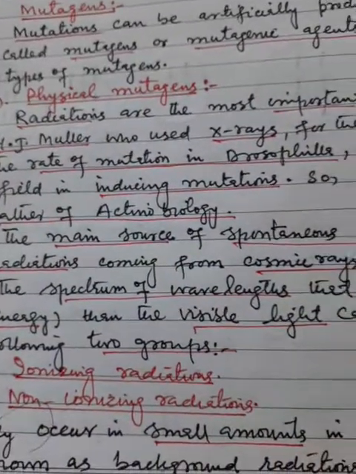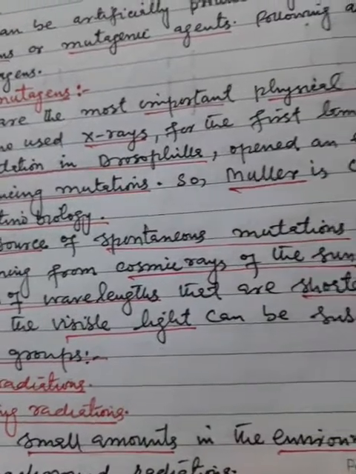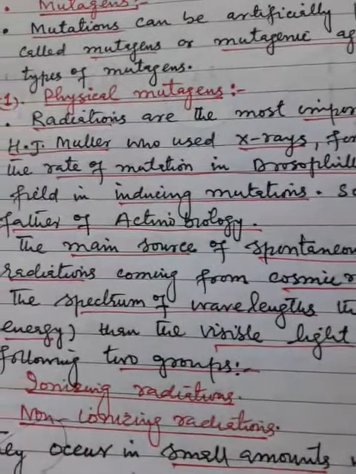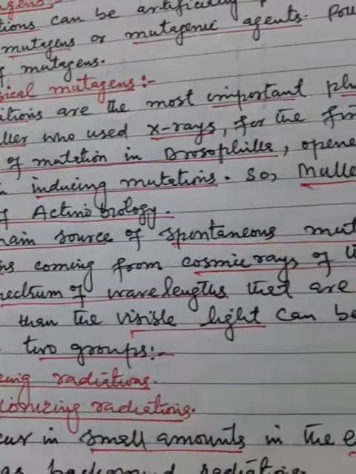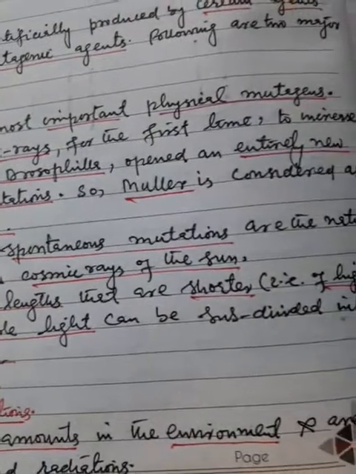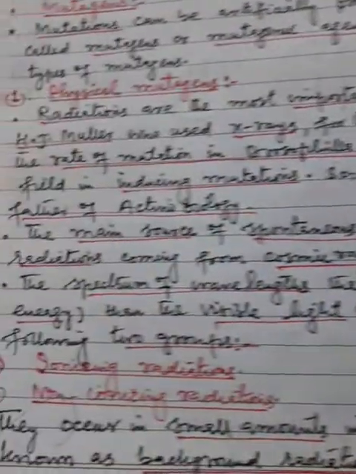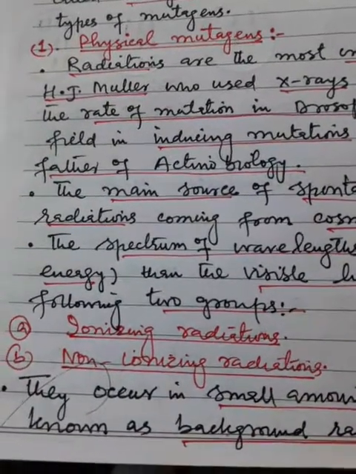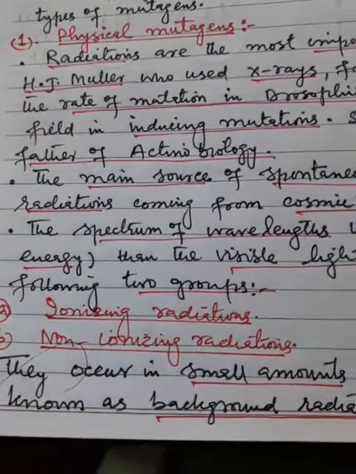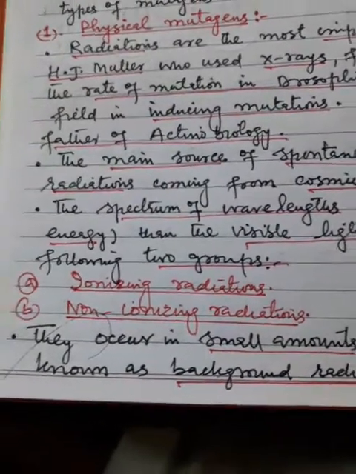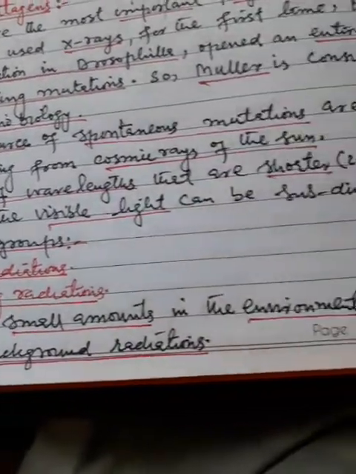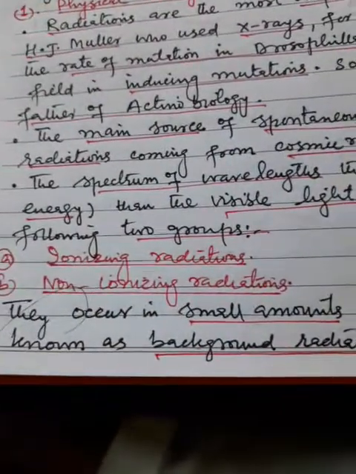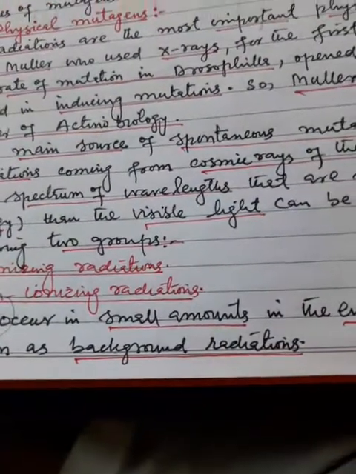The spectrum of wavelengths that are shorter, that is, of higher energy than the visible light, can be subdivided into the following two groups. Number A, ionizing radiations. Number B, non-ionizing radiations. They occur in small amounts in the environment and are known as background radiations.